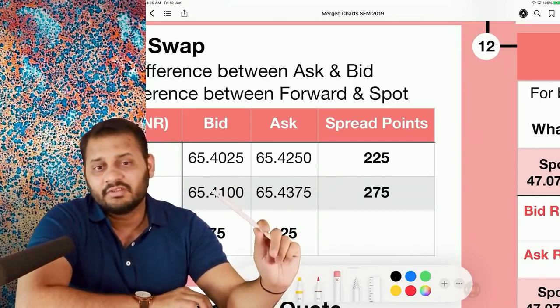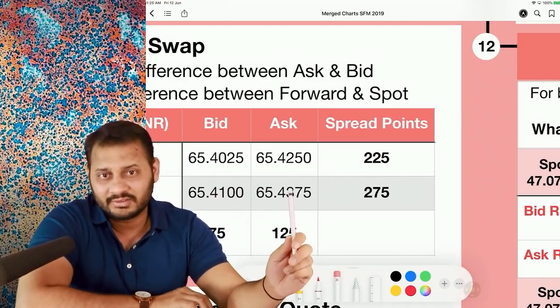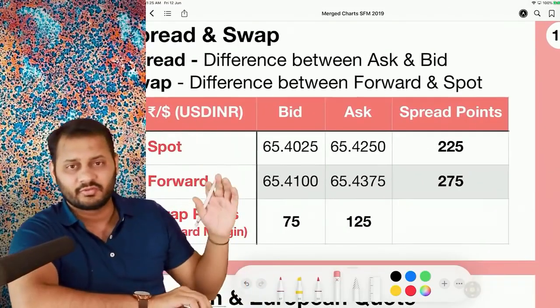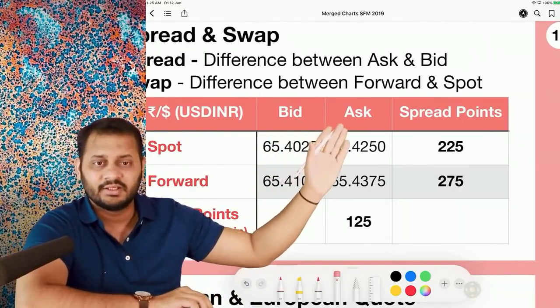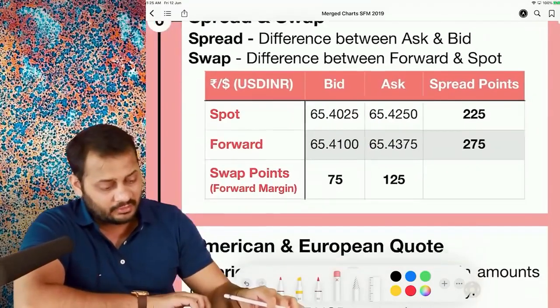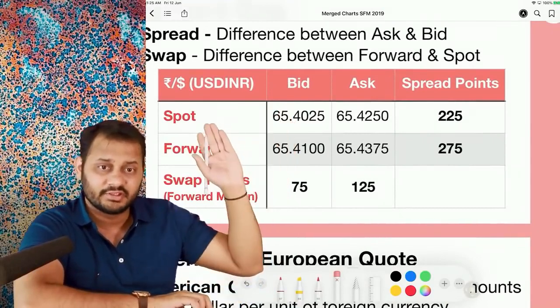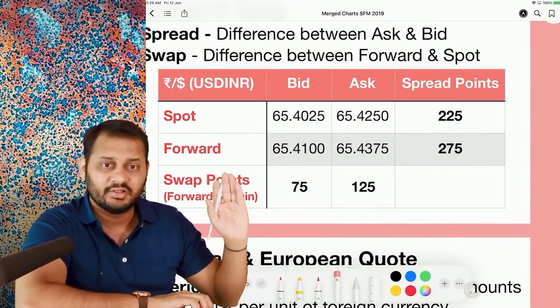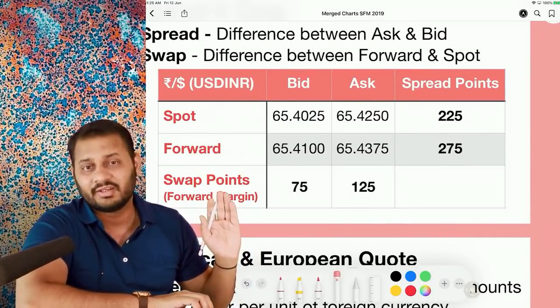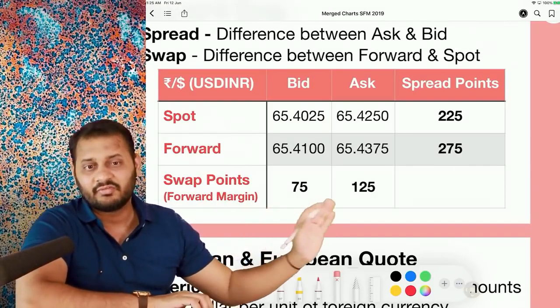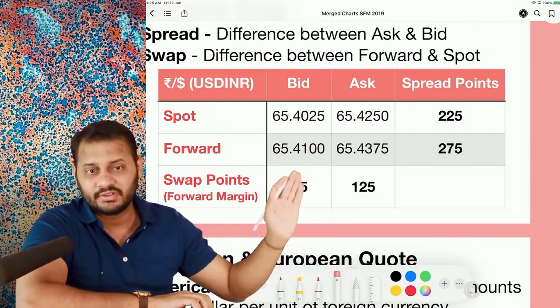The difference between the forward bid and forward ask is also the spread point. It doesn't matter whether it is a spot rate or forward rate. The difference between bid and ask is called spread points. Now the difference between spot and forward is called the swap points, or in other words, the forward margin. 75, 125. The difference between these two.